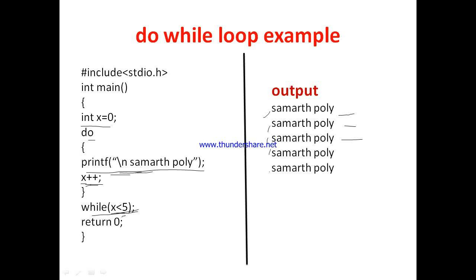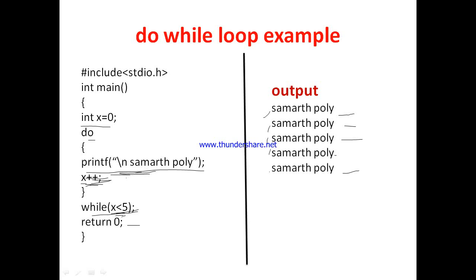Again Samartha poly is printed. Now X plus plus, 3 becomes 4. 4 is less than 5, again true. Again printf Samartha poly is executed. So it displays Samartha poly the 5th time. X plus plus, X becomes 5. 5 less than 5, the condition is false. The loop is terminated and the statement X which is executed, that is written 0 here.